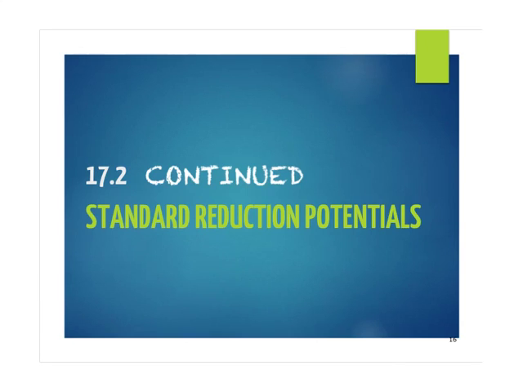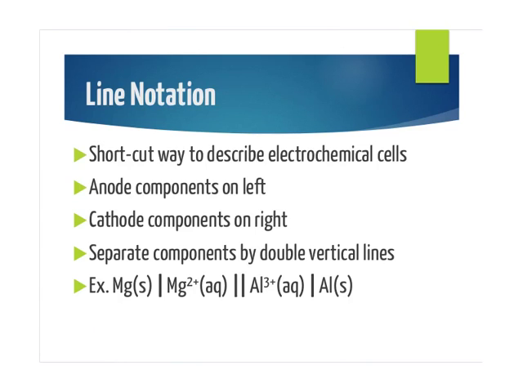This is a continuation of section 17.2, and we're going to talk about how to describe a galvanic cell, or how to completely describe a cell. Line notation is a shortcut way that we use to describe electrochemical cells. We write anode components on the left, and remember anodes are oxidation. Cathode components go on the right, and remember that cathode is where reduction occurs, okay? And then you separate the components by a vertical line.